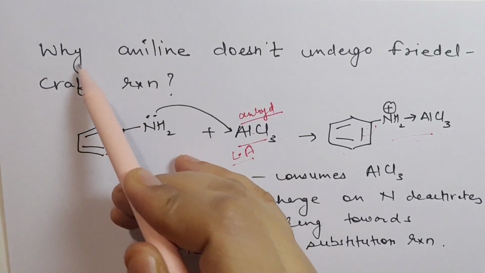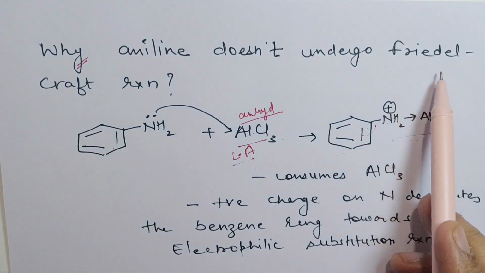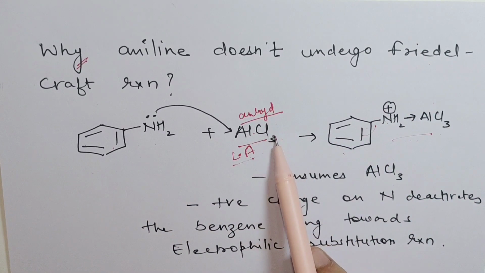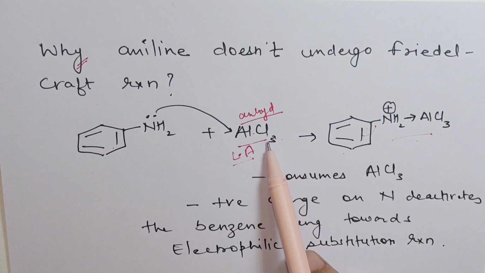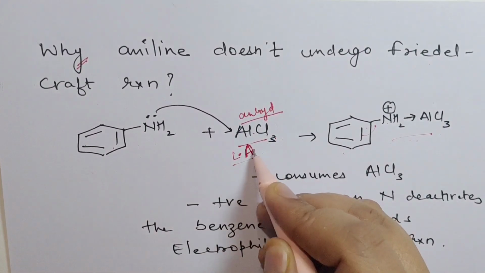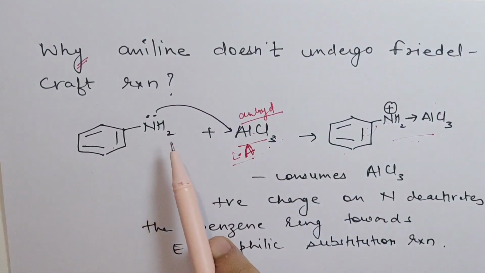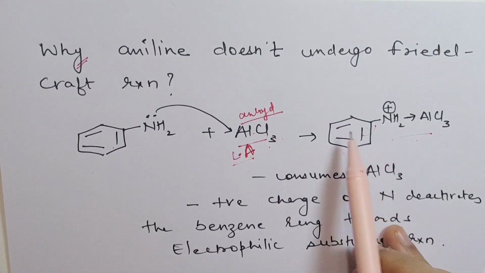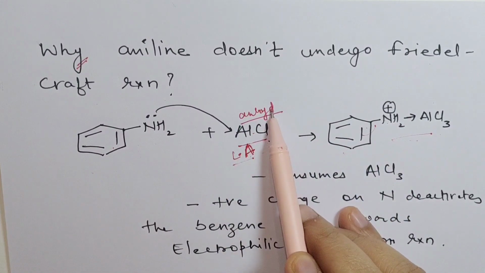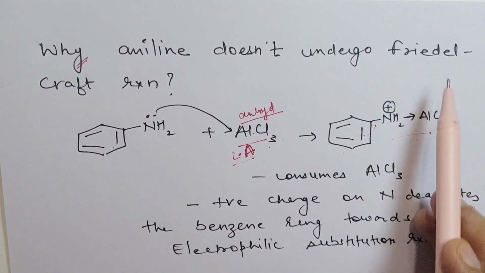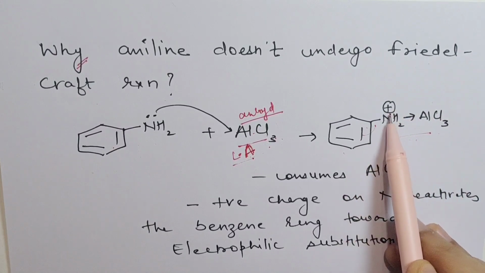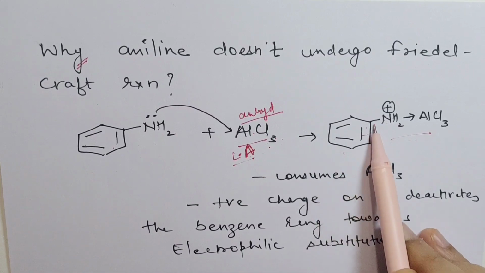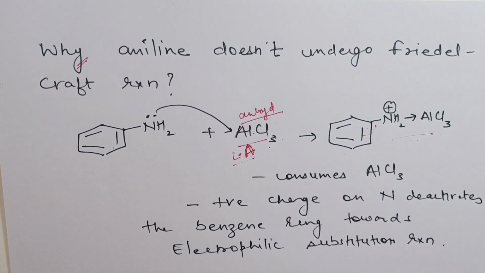Next question. Why does aniline not undergo Friedel-Crafts reaction? So this is your aniline, and Friedel-Crafts reactions use anhydrous AlCl3 as catalyst, which is also a Lewis acid. Now, since this is acid and this is base, acid-base reaction takes place and it forms a salt. Now, this reaction consumes the catalyst which was meant for Friedel-Crafts reaction. And that's not all. It gets a positive charge on nitrogen. Now this positive charge deactivates the benzene ring towards electrophilic substitution.